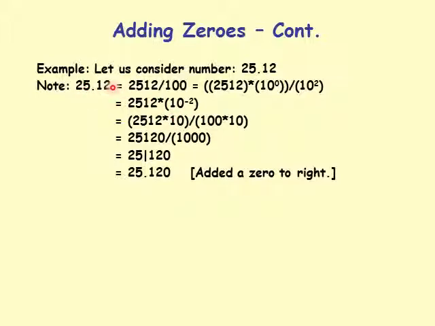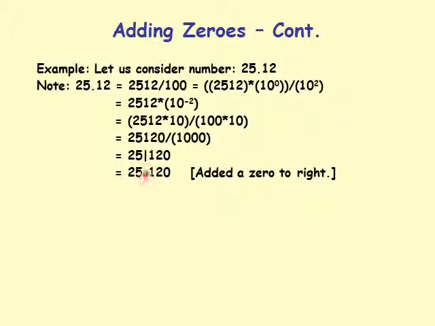In 25.12, we added a 0 to the right. We achieved that by multiplying and dividing by 10, so that means we did not change the value. It's an equivalent value. So 25.12 is equivalent to 25.120. That means we can add zeros to the right of the decimal point.